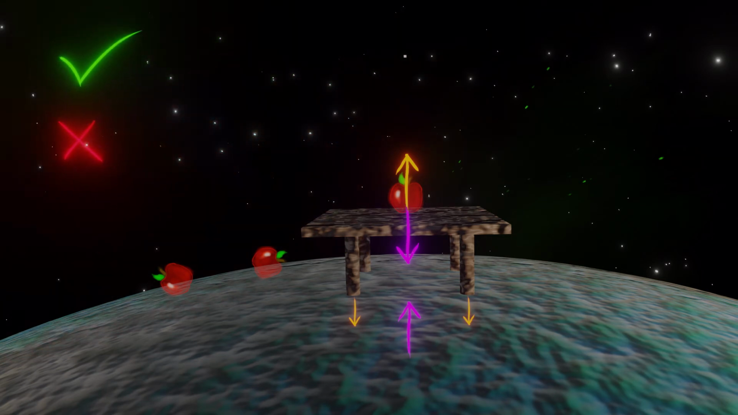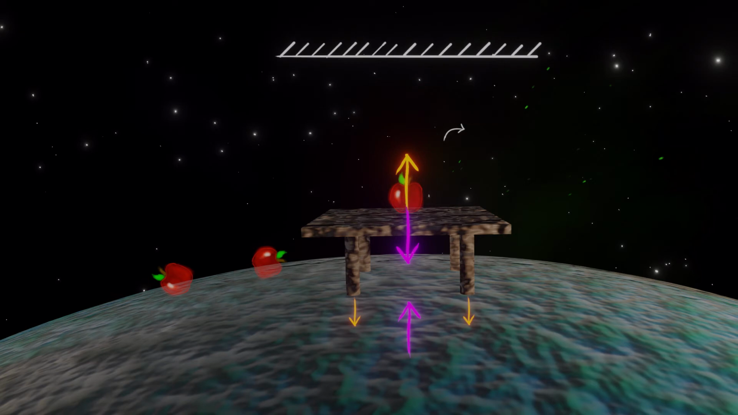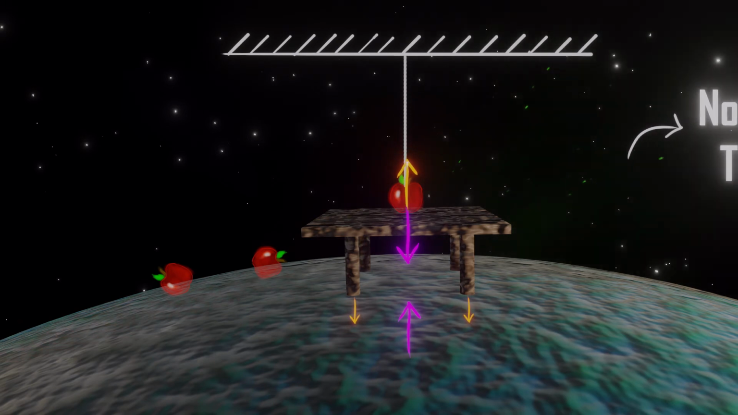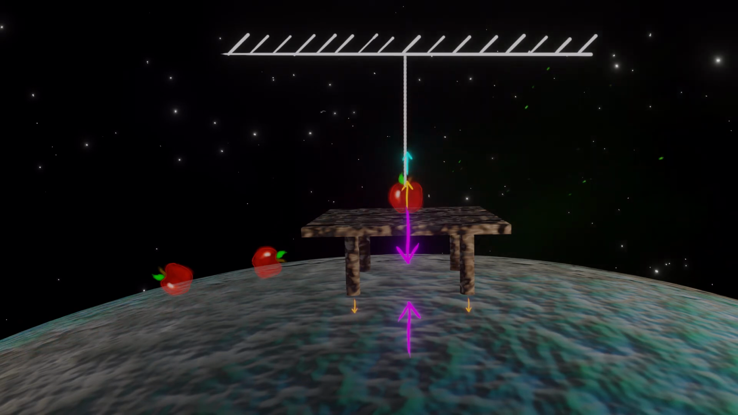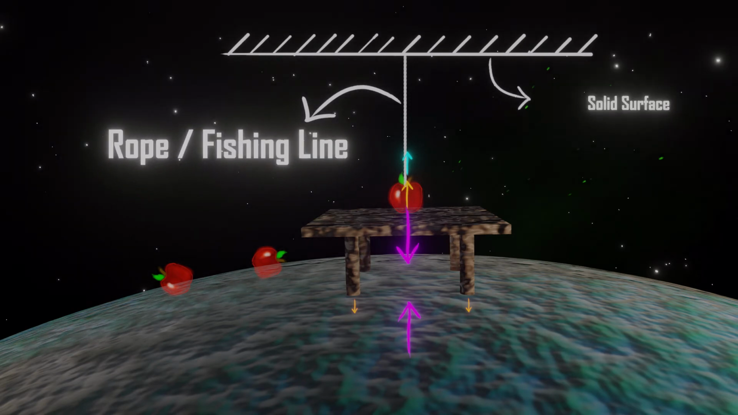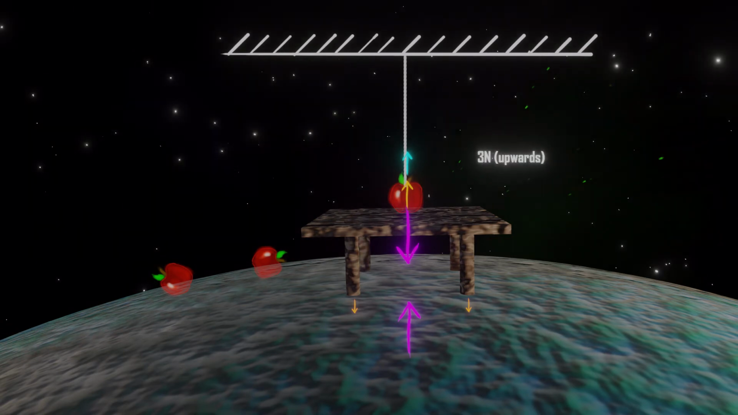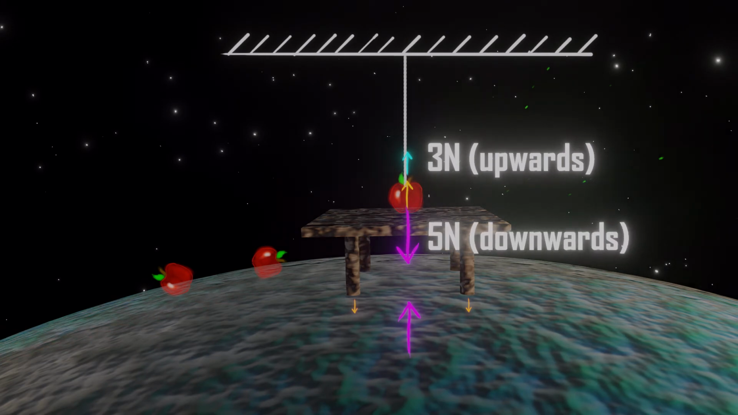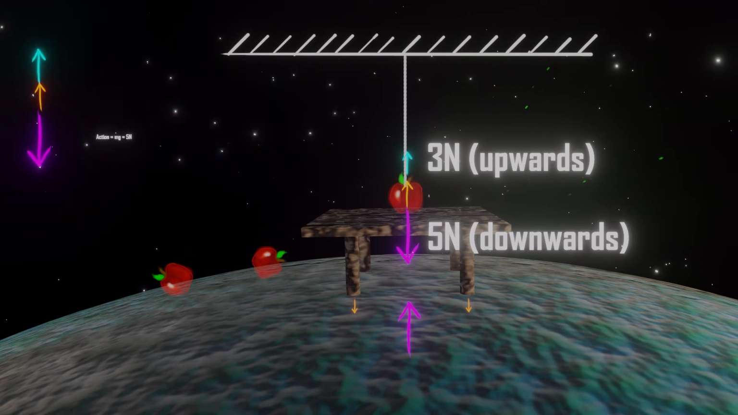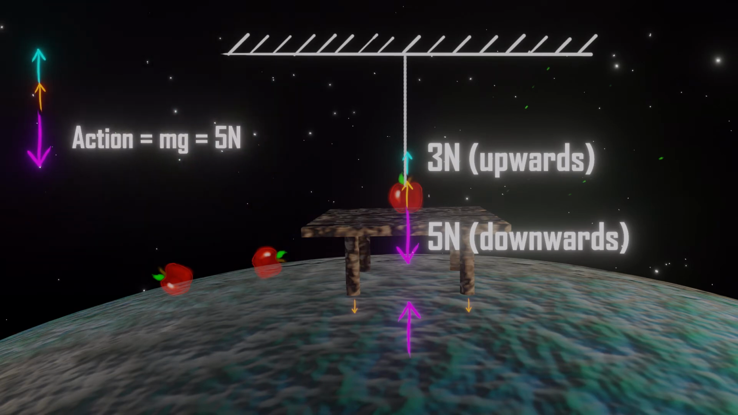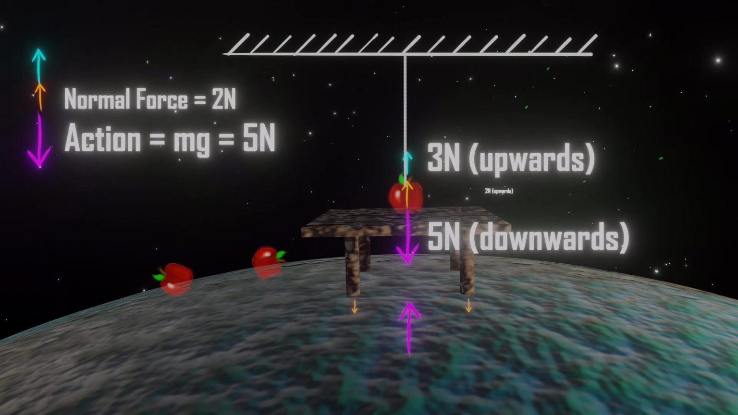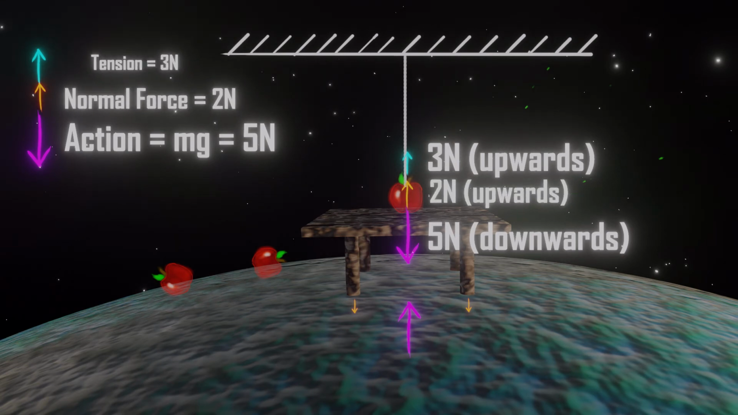To substantiate why considering the force of the table on the apple as the equal and opposite reaction force of the weight of the apple is not the right explanation, let's take a look at this slightly modified scenario. In addition to the previous setup, there's an additional fishing line or string attached to a solid surface, which is providing, let's say, 3 newtons of tension force in the upward direction, while the weight of the apple is 5 newtons in the downward direction. The action here is still the force of gravity on the apple, which is mg, which we've stated as 5 newtons. However, the force of the table on the apple is now only 2 newtons, as the rest is balanced by the tension in the string.